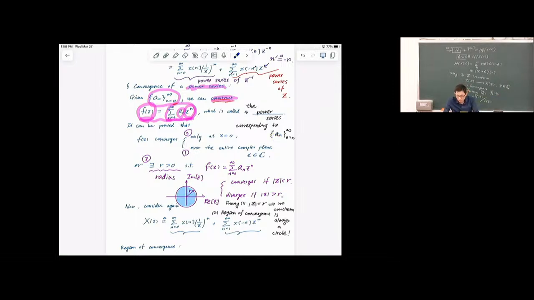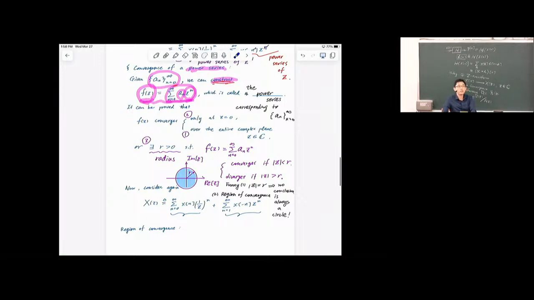So for any such sequence, we can define a function, and the function is well defined either over the entire plane or only at z equals 0, or there's a region of convergence, which is always a circle. There exists a radius, and the radius serves as a boundary, so that inside that radius the series converges, and outside it diverges. So what are we going to do with this nice piece of knowledge? This is now your knowledge.